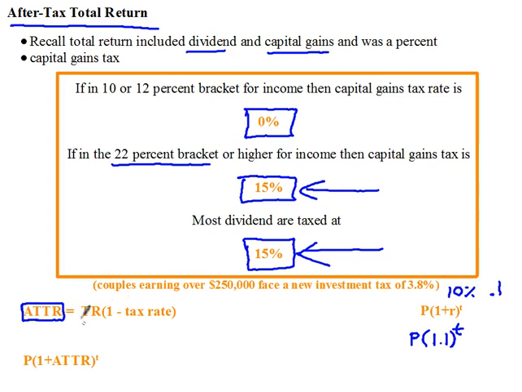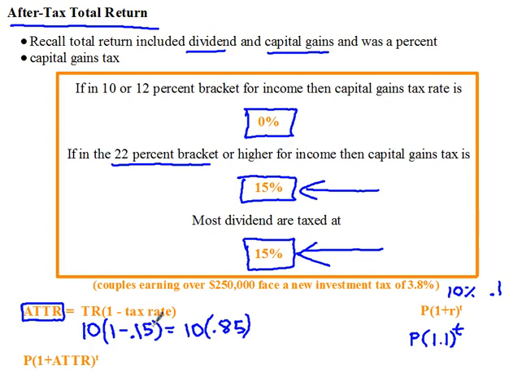So let's take our 10% total return, and I'm not going to bother writing the percent sign when I do this. I'm going to take my total return, 10, times 1 minus my tax rate. Let's assume the tax rate is 15%, and that these numbers I put here are correct. I write that as 0.15. So my 10% total return is going to be 10% times 0.85, that's 1 minus 0.15.